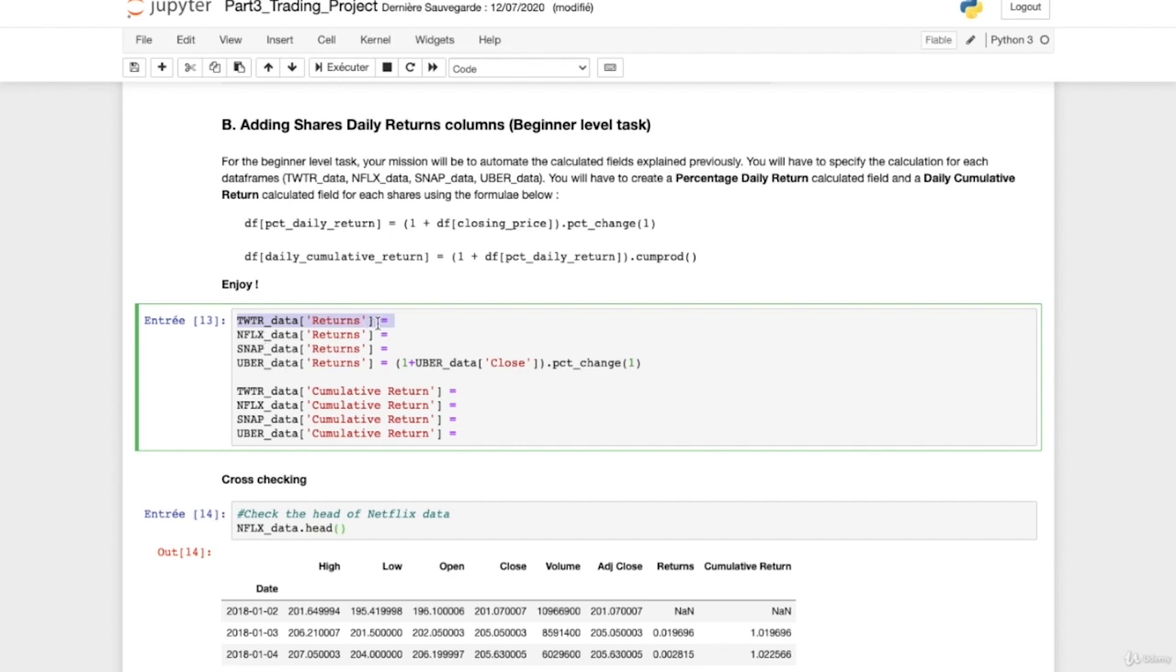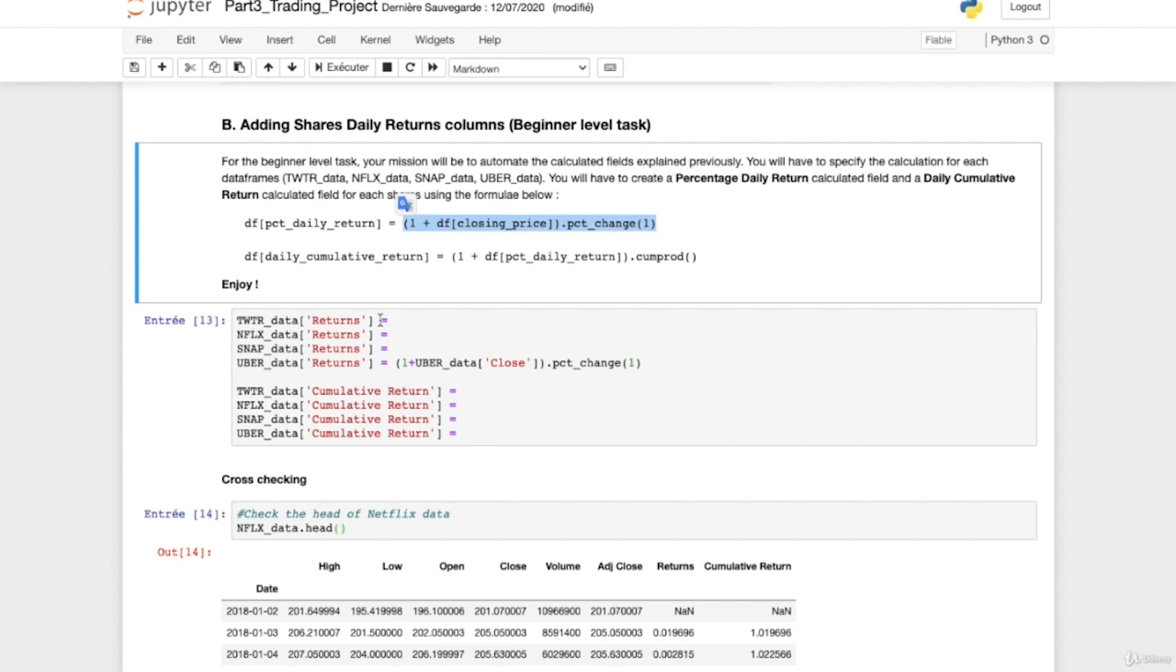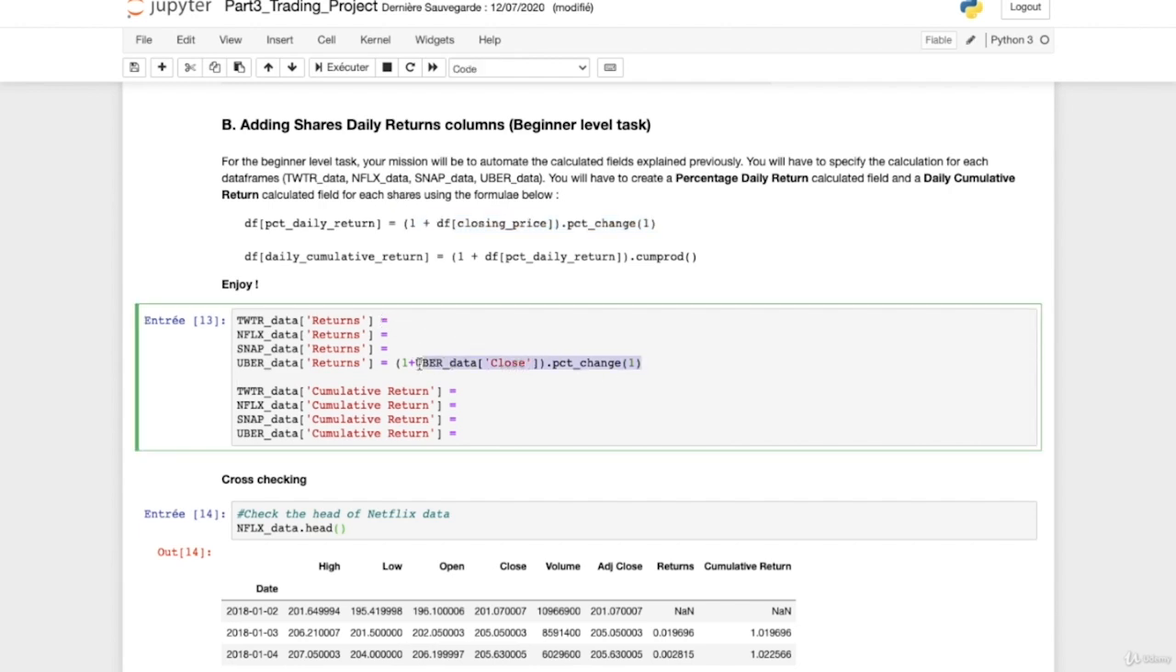You will have to create a returns column, because as you can see in the calculation, in order to get the daily cumulative return, you will need first of all to get your percentage daily return. That's why the first time you are going to apply this formula in order to create a new field for your data frame. I gave you a first hint, the first example concerning Uber data, but you will have to duplicate it in order to get data for Twitter, Netflix, and Snap data frames.